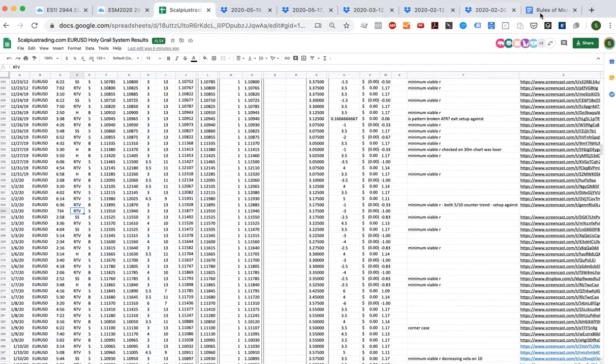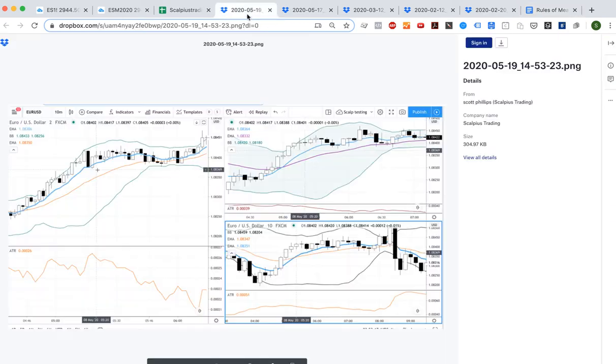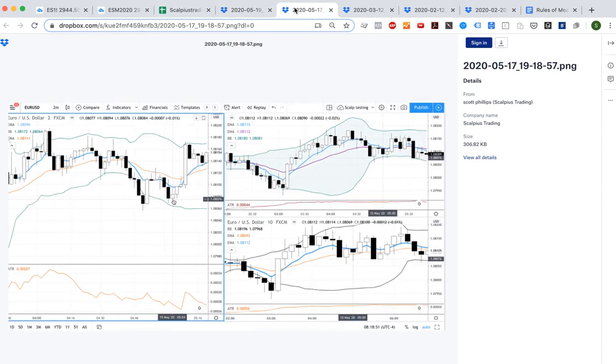So let's look at the rules again. For a long setup, 1, it's a touch of the lower Bollinger Band, standard Bollinger parameters. 2, a higher close without breaking the Bollinger Low. And then 3, a lower close without breaking the Bollinger Low. Now, what does that look like? That looks like, this is a sell. Let's find a buy.